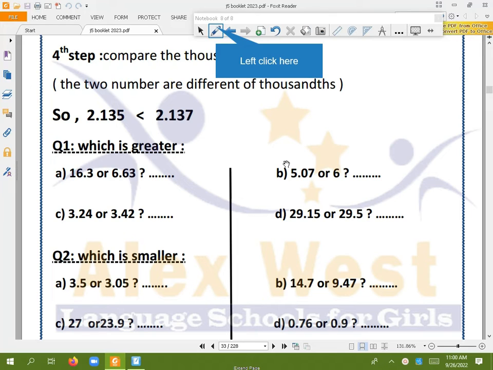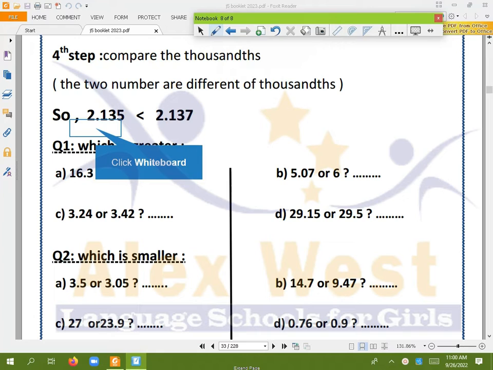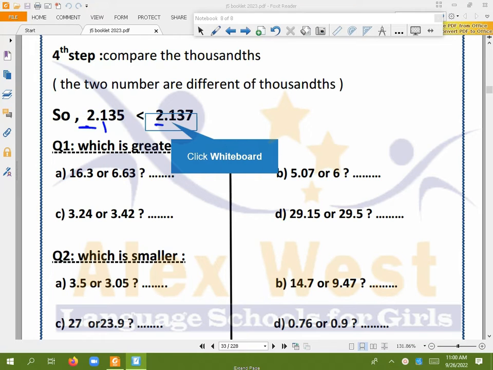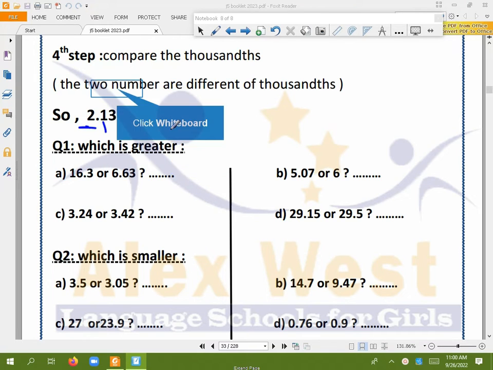How can we compare two decimal numbers? We follow these steps. The first step, look at the whole part. If we have the same number in the whole part, here we have 2 and 2, so we move to the right and compare the number in the tenths place with the other tenths. Here we also have the same number, so we move to the hundredths.